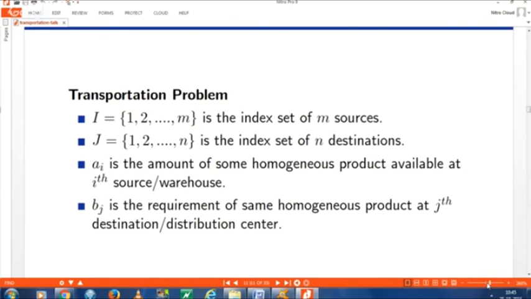And Ai is the amount of that product available at the ith source, Bj is the requirement of the product at the jth destination. So this is the data which is given to you. Then the transportation problem is of two types: cost minimization and time minimization.